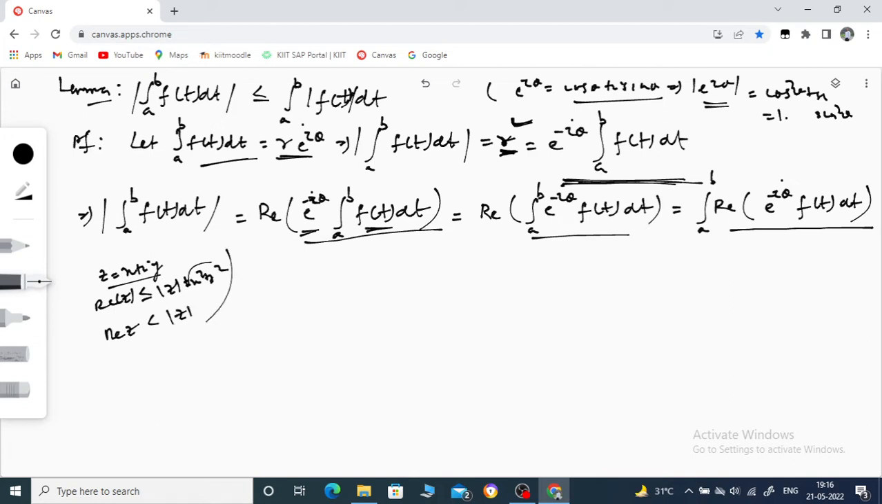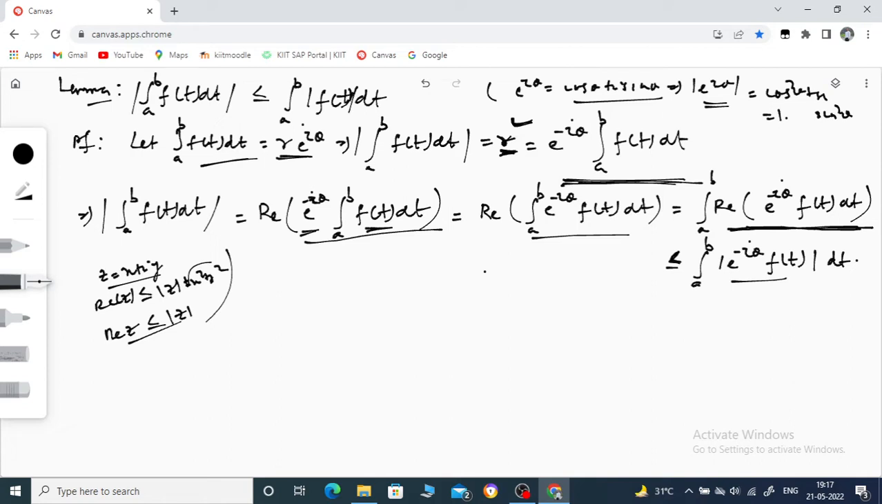Similarly here, the real part of this thing is always less than its modulus. So we can write this thing is less than the integration from a to b. In place of the real part of this thing, I will write its modulus. So what is its modulus? This is e to the power minus i theta f of t dt. Modulus of this one, and since I use this, the less than or equal to symbol is there.